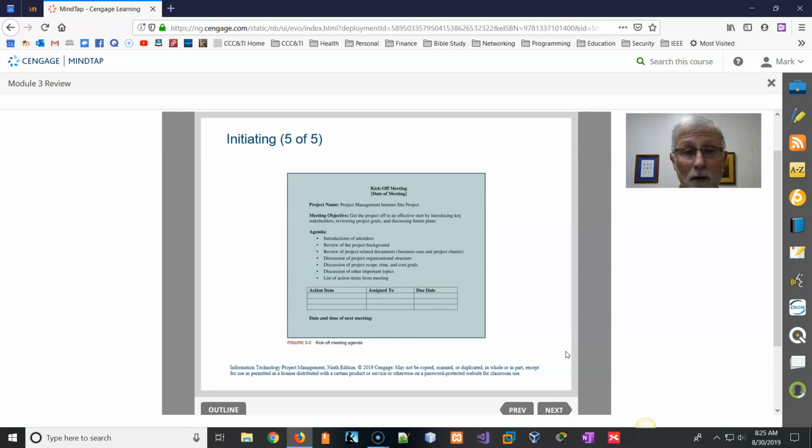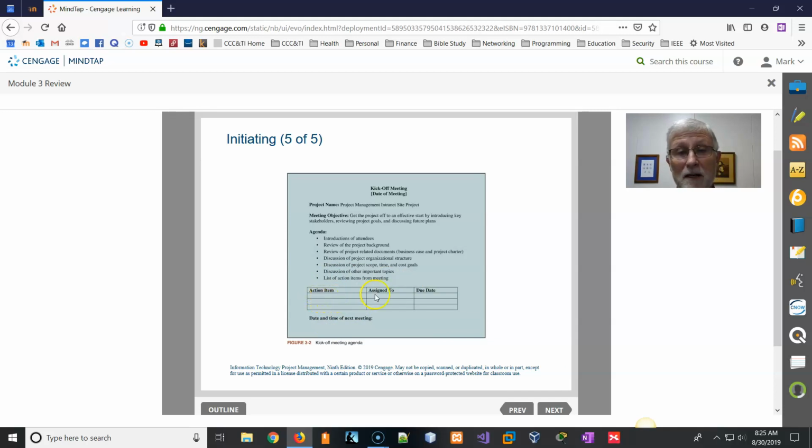Here's just an example of a potential agenda at a kickoff meeting. Basically, it's introductions, review the project background. Why are we doing this? Maybe review some of the project documents, the business case, the charter, and so on and so forth. So just things there. And as with any meeting, you're creating this action item register.